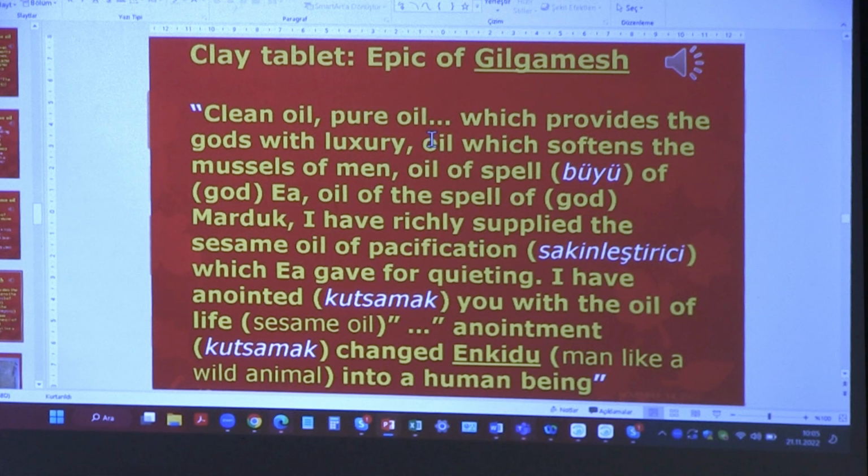Even this epic of Gilgamesh mentions that olive oil is something magical, such an important material. It even changes the shape and the attitude of an evil creature like Enkidu. So they became friends. Enkidu was the enemy of the king, Gilgamesh, but they became friends because of sesame oil.